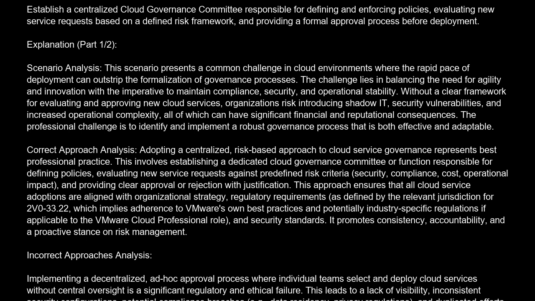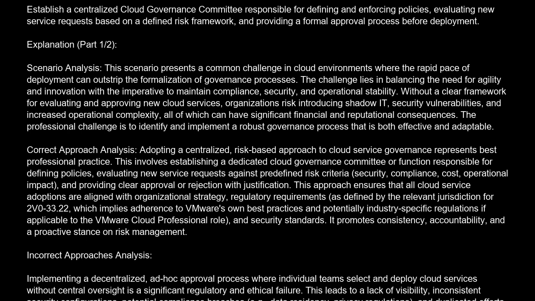The professional challenge is to identify and implement a robust governance process that is both effective and adaptable. Correct approach analysis: adopting a centralized, risk-based approach to cloud service governance represents best professional practice. This involves establishing a dedicated cloud governance committee or function responsible for defining policies, evaluating new service requests against predefined risk criteria, security, compliance, cost, operational impact, and providing clear approval or rejection with justification.